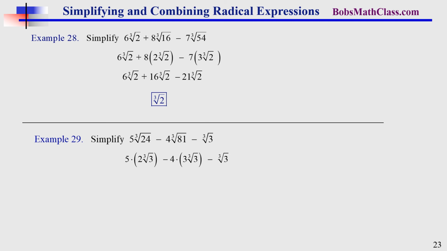So now we'll multiply that. That'll be 10 cube root 3 minus 12 cube root 3 minus cube root 3. You could think of that as a negative 1 in front of that last cube root 3. So 10 minus 12 is negative 2, and then negative 2 minus 1 would be negative 3. So you should get negative 3 cube root 3.